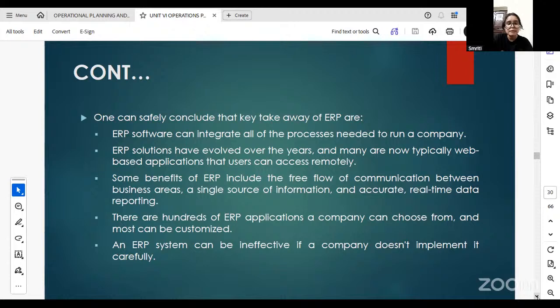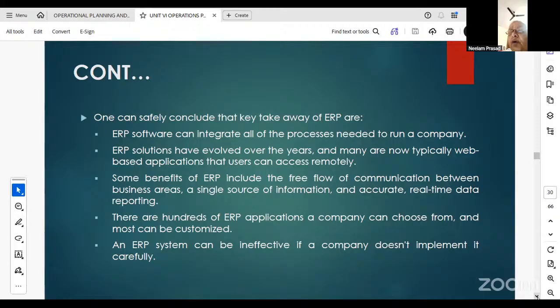An ERP system can be ineffective if a company doesn't implement it carefully. The implementation is also very critical, because it requires special knowledge to implement. There are so many modules, we can say the 4 modules. In that also there will be sub modules. So how do you implement them?